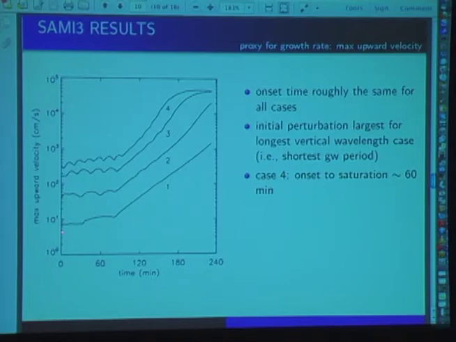But in case one, we didn't see any bubbles. And it's because the initial perturbation was so small. This particular perturbation from the gravity wave only generated about a 10-centimeter perturbation in the velocity initially. This case 4 generated a perturbation of a couple of meters a second in the velocity. So it's sort of like this guy has a big head start, and so bubbles can form.